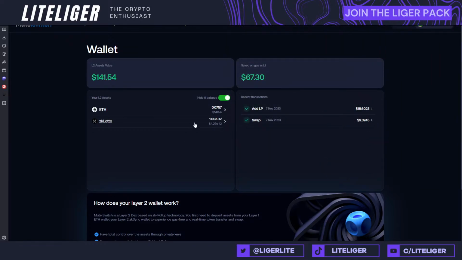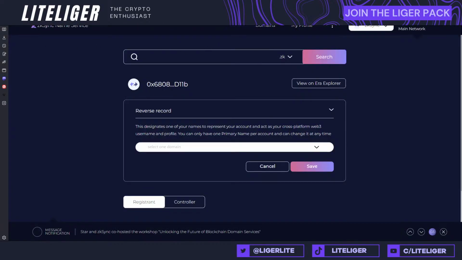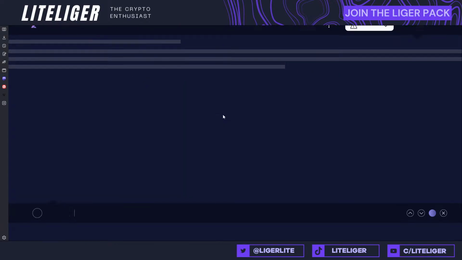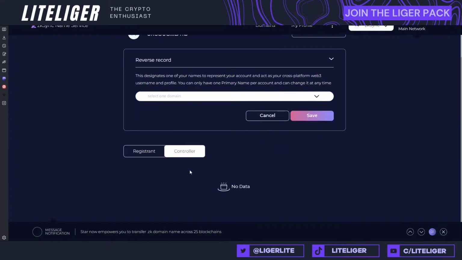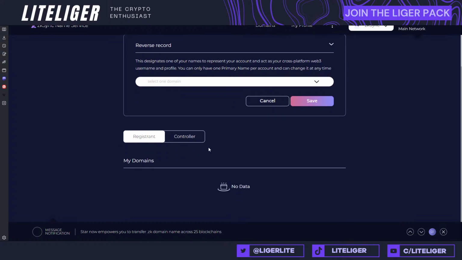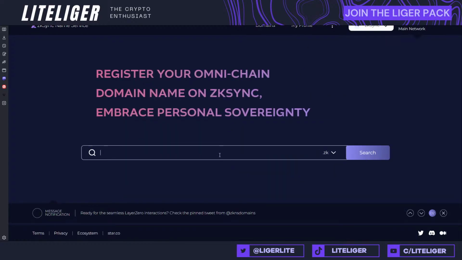You have something called the ZK Lotto. I think that's the thing that we were doing earlier with the robots farm. Now let's go back into the ZKNS domains. Has this actually updated? Okay, this is a bit weird. I wonder if the transaction actually went through. What was our domain again?